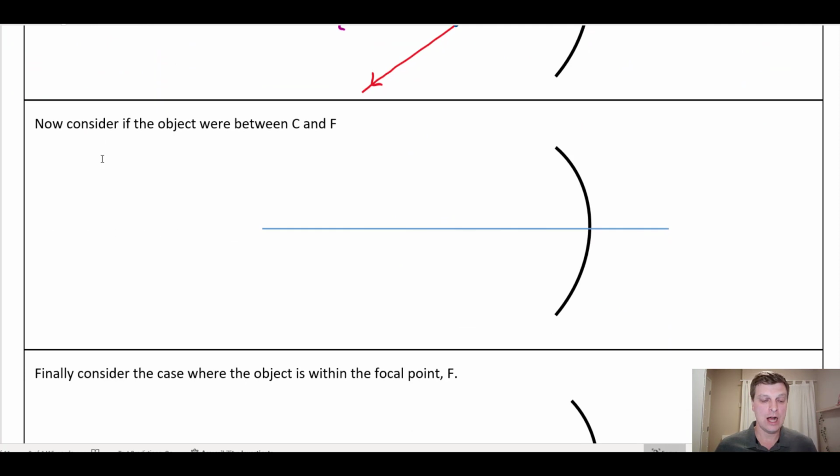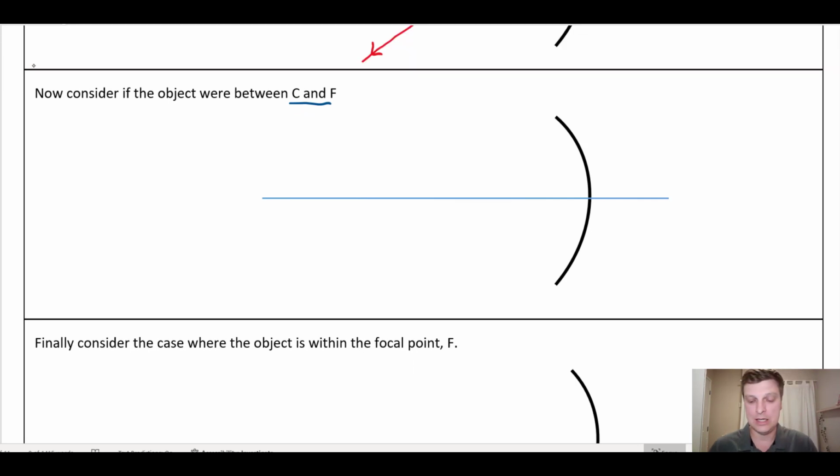Okay, so our next example here is going to be to consider an object located between C and F. So I'm going to do the same thing to set this up. I'm going to draw my focal point. And again, you can choose any distance you want as long as you choose a consistent distance, as long as the focal length is the same between the focal point and the center of curvature. As long as those are the same, you should be fine. So what happens if the object is between C and F?